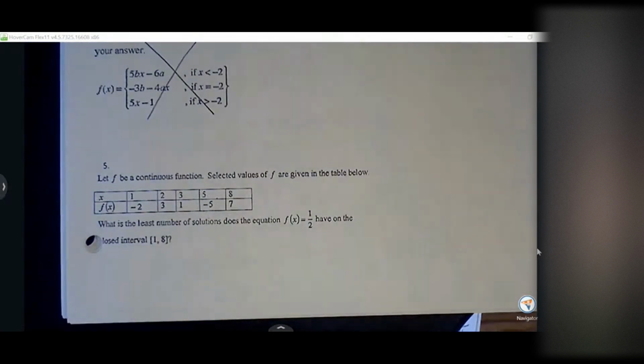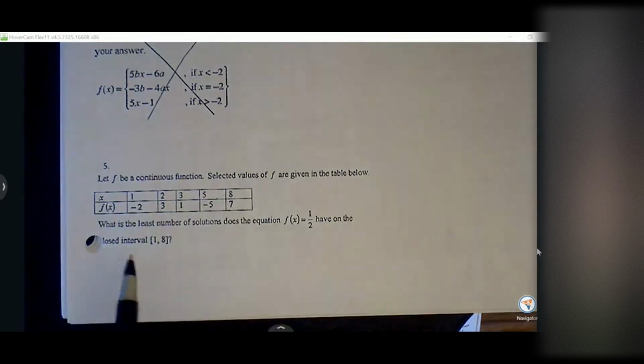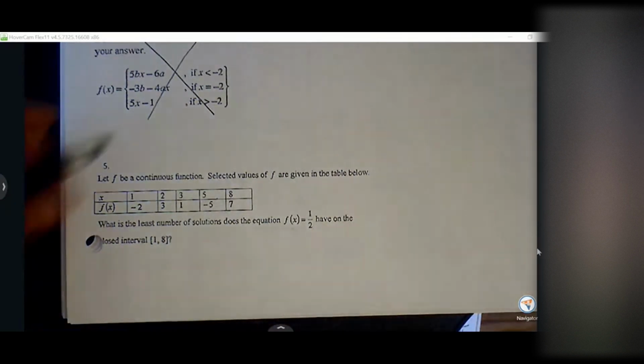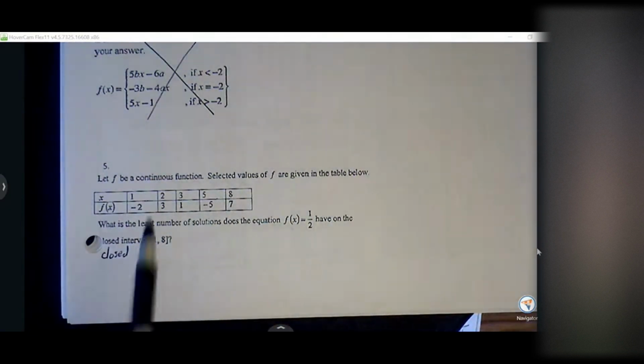Okay, number 5. Let f be a continuous function. Selected values of f are given in the table. So it says, what is the least number of solutions does the equation f of x equals 1/2 have on the closed interval 1 to 8.